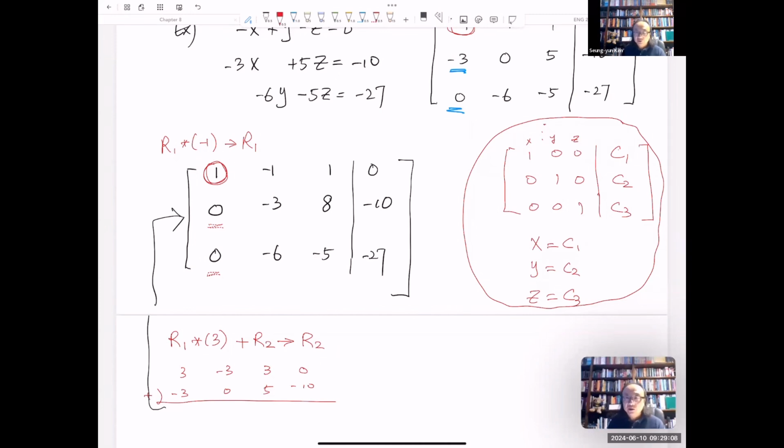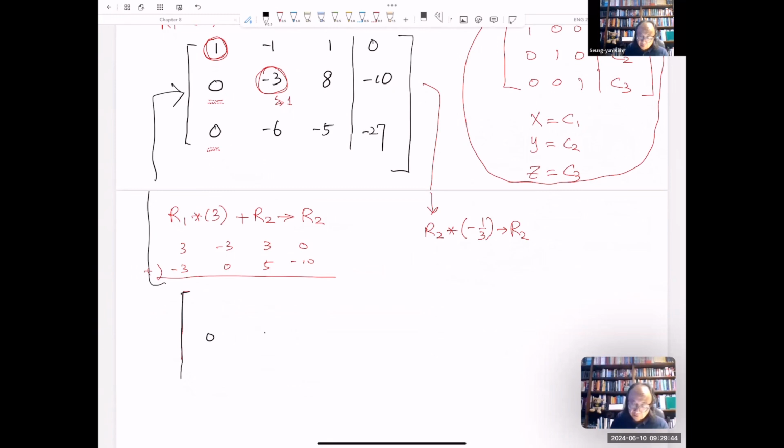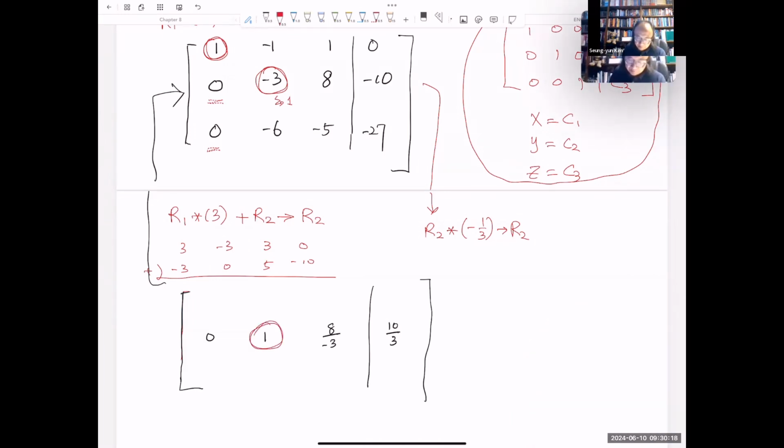Next, in the second row, second column, we want to make this 1. How? We do R2 times -1/3, put it back to R2. Then we have 0, 1, 8 over -3, 10 over 3. So -10 over -3 is 10 over 3. So now we have this 1.